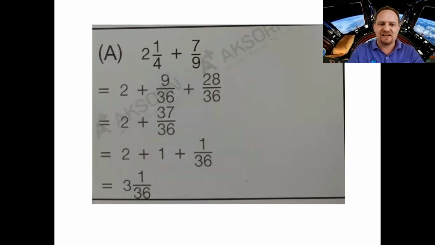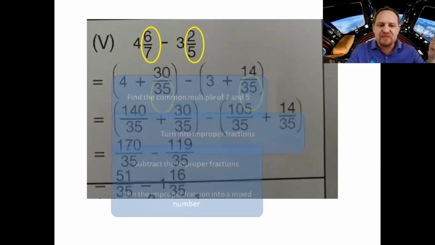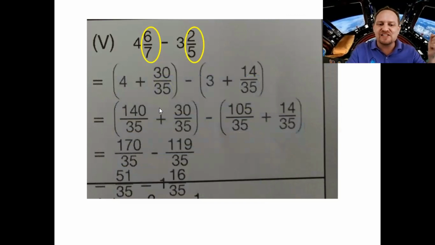Okay, good. Letter B, find the common multiple of 7 and 5. That would be 35. Turn into improper fractions, subtract the improper fractions, and then turn them into mixed numbers. Let's see. Okay, your final answer would be that equals 1 and 16 over 35, okay?